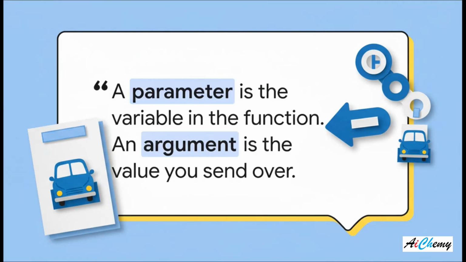Now, this brings up 2 key terms you're going to hear all the time. That placeholder you create inside the function, like name in our last example, that's called a parameter. The actual data you send it when you call it, that's the argument. So think of it this way. The parameter is the parking spot, and the argument is the car you actually park in it.